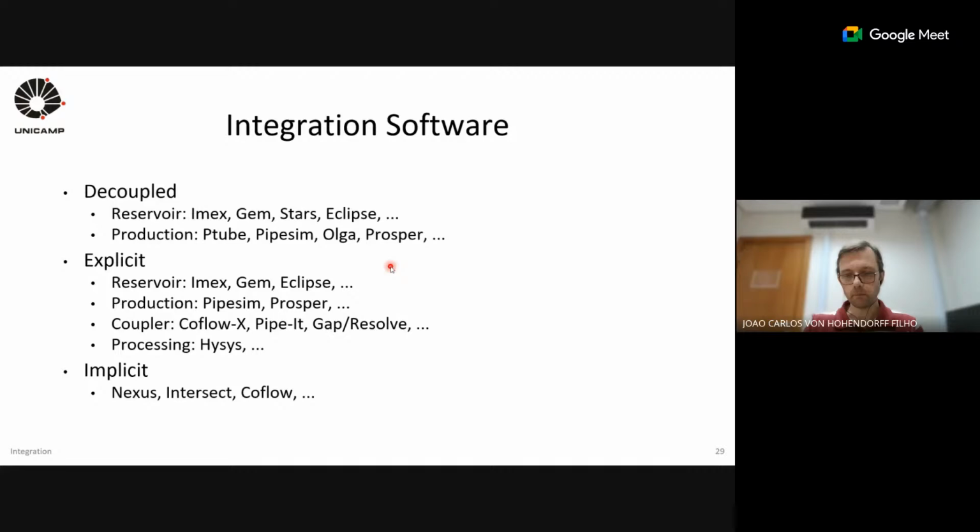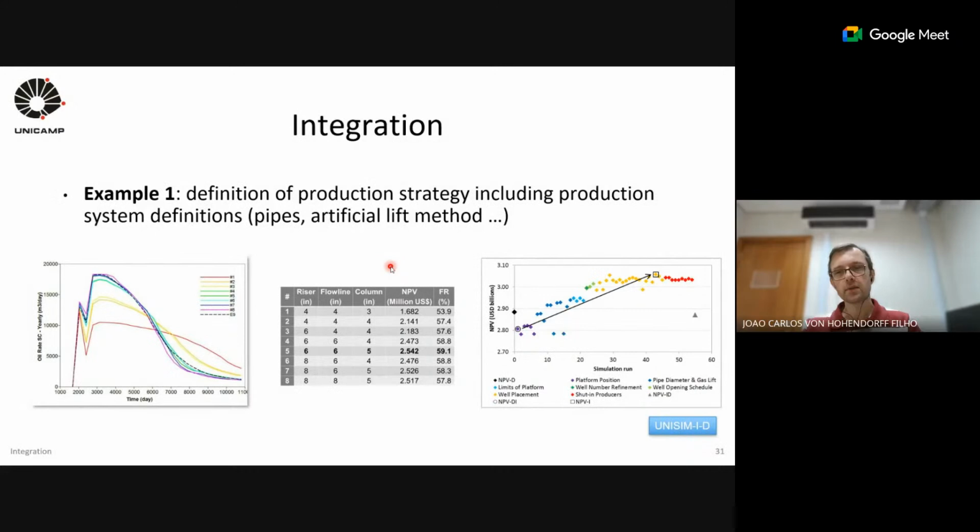And I will finish my presentation talking about some applications of the integration. The first application for integration is the definition of the production strategy, including production system definitions. For example, not only defining the number of wells, well placement, the limits of the platform, the time for shutting wells or how long for shutting time wells or well opening, but I need to define, for example, the pipe geometry, the pipe diameters, the artificial lift method, the platform position.